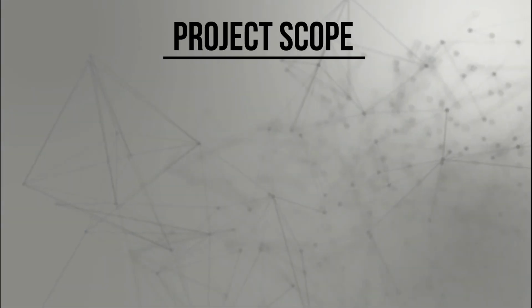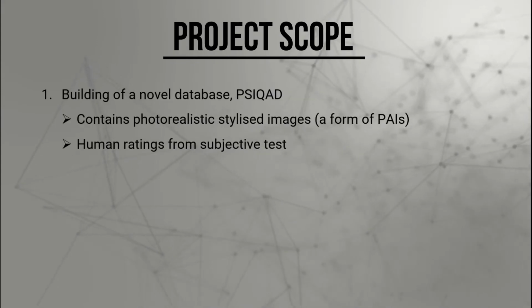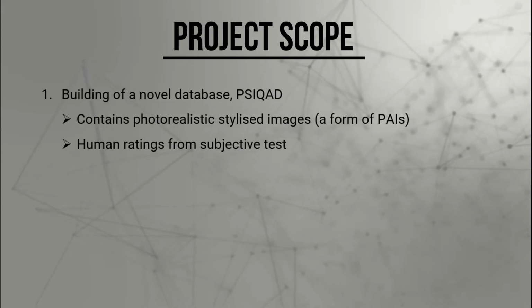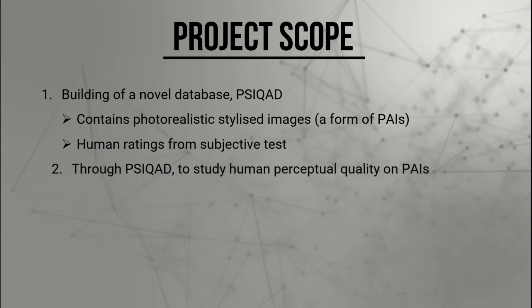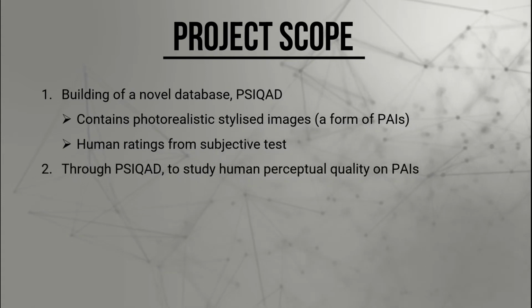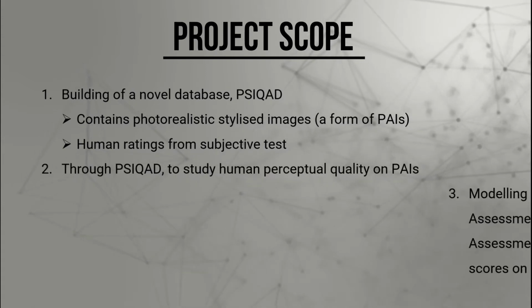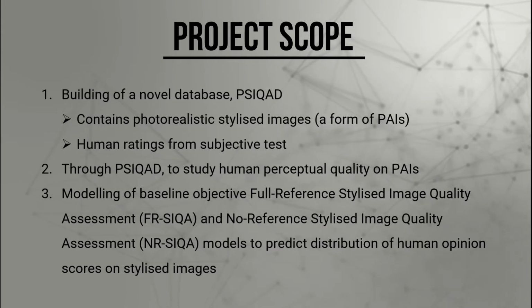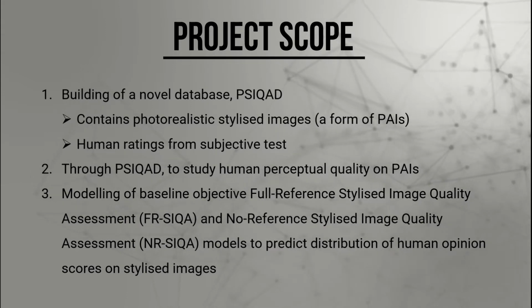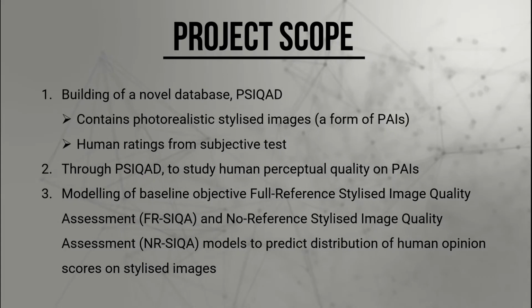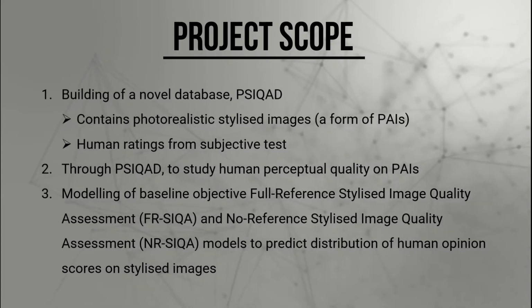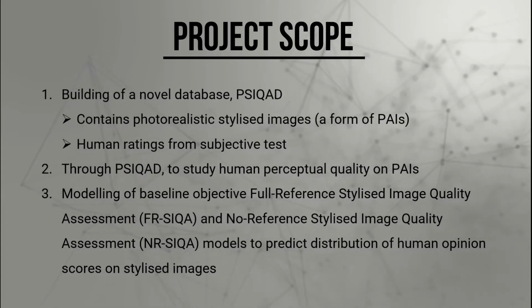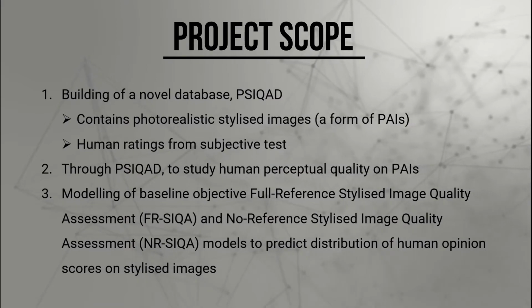This brings us to the project scope. First, the building of PSI-QAD, which involves a subjective test to obtain quality ratings. This allows us to study the human perceptual quality on PAIs, which is followed by the creation of objective full reference and no reference stylized image quality assessment models to predict the distribution of human opinion scores on stylized images, as a demonstration of how PSI-QAD can be leveraged.